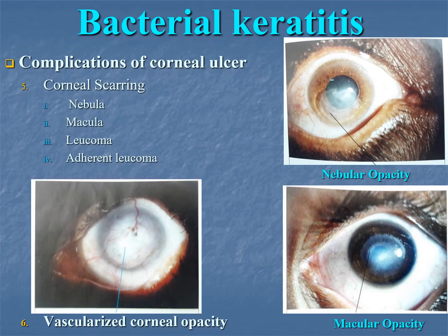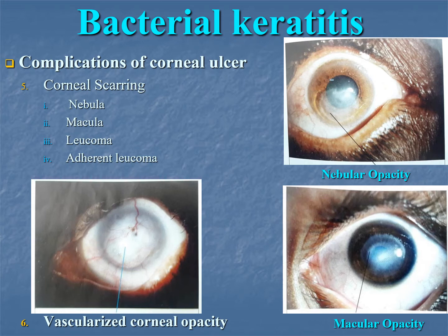And ultimately, when the corneal ulcer heals, it gives the opacity. Whenever Bowman's membrane or the structures of the substantia propria are involved, healing is bound to occur with corneal opacity. Corneal opacities are of three types: nebular corneal opacity, macular corneal opacity, and leucoma.